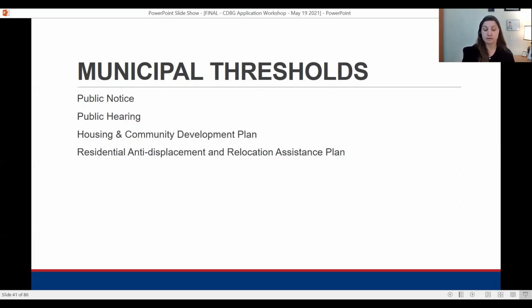And then lastly, there's also something called the Residential Anti-Displacement and Relocation Assistance Plan, which is a mouthful, but essentially it is required to be adopted before obligating and expending CDBG funds, and public notice and hearing requirements apply to that as well. So those are all really critical initial thresholds that need to be met at the municipal level, with all of the required public noticing and public hearing requirements surrounding that.